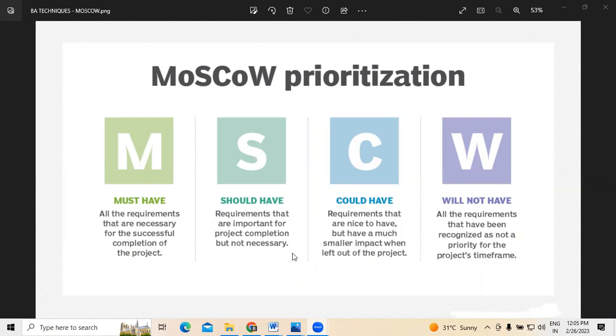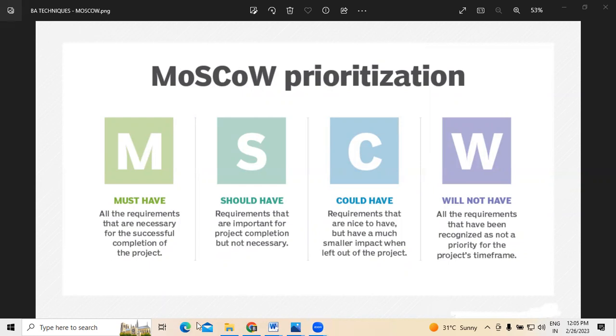Right. So these are all the techniques of BA. These techniques are used based on the situation. It will not be the same all the time. Techniques are used depending on the situation. Clear, everyone? So this is what it is all about BA techniques.